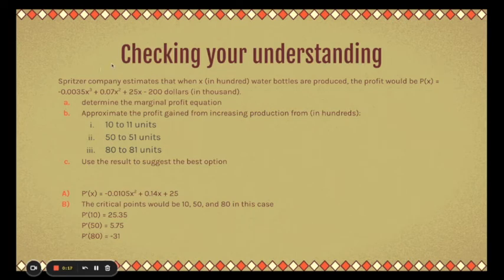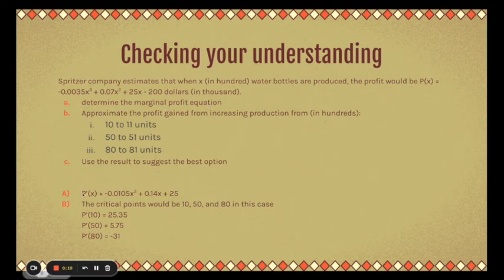So next, let's see if you understand the concept or not. This example: Spritzer Company estimates that when x hundred units of water bottles are produced, the profit will be P(x) equals negative 0.0035x to the power of 3 plus 0.07x to the power of 2 plus 25x minus $200, in thousands. So there are 3 parts, A, B, C. We'll go through A first. Determine the marginal profit equation.